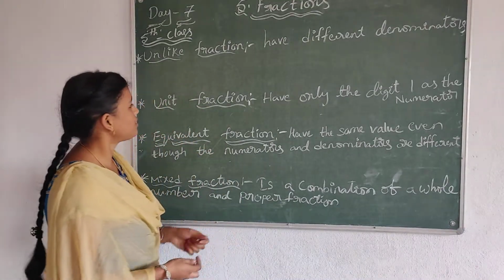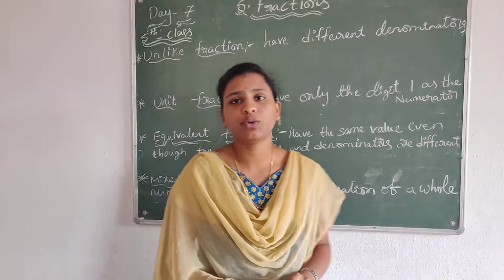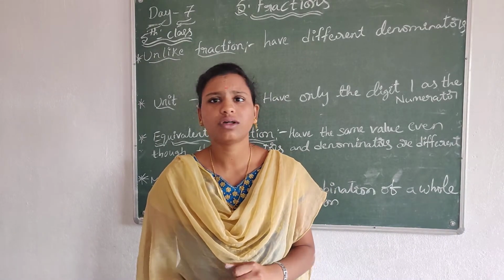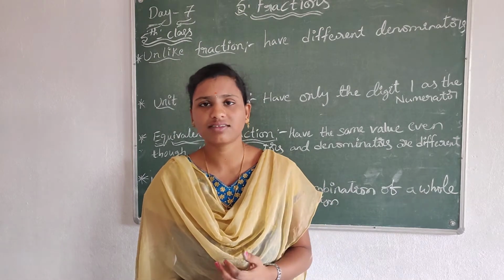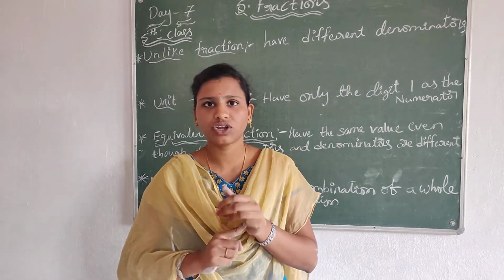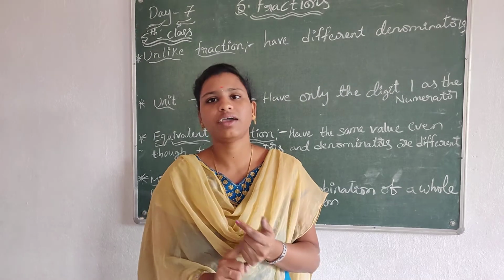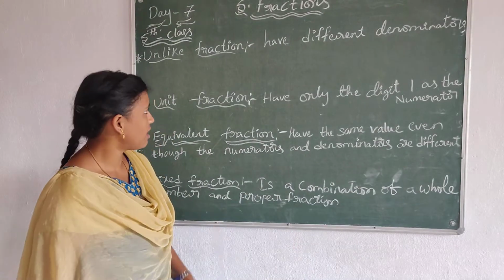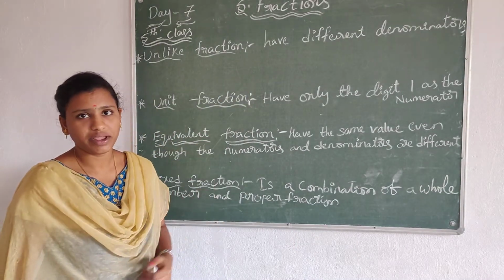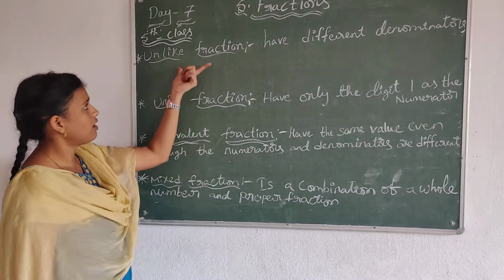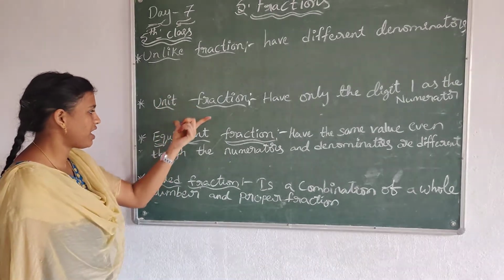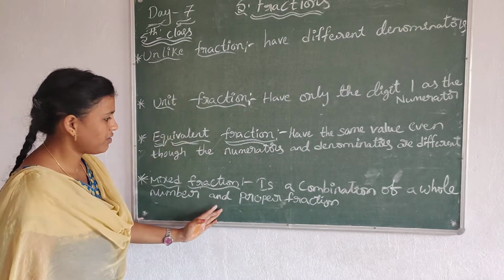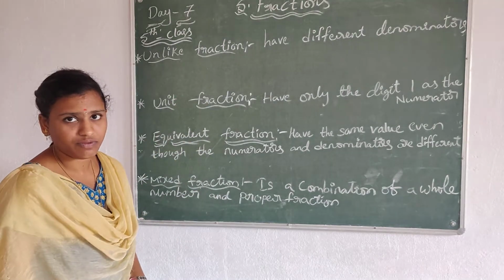What is the continuation? In the previous class I told you some types of fractions. What are the types of fraction? In the class we have learned proper fraction, improper fraction and like fraction. We have discussed the three fractions. In this class we will learn about the remaining fractions. What are the remaining? Unlike fraction, unit fraction, equivalent fraction and mixed fraction. These are the remaining four.